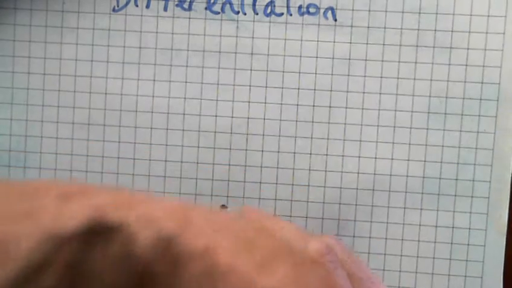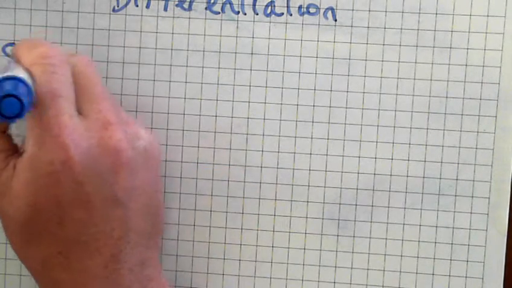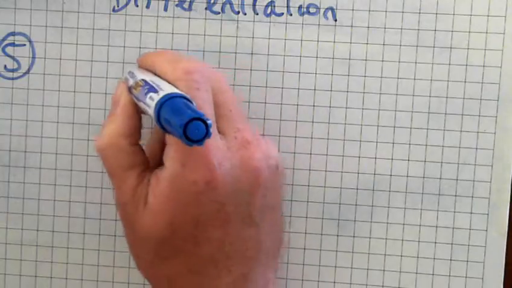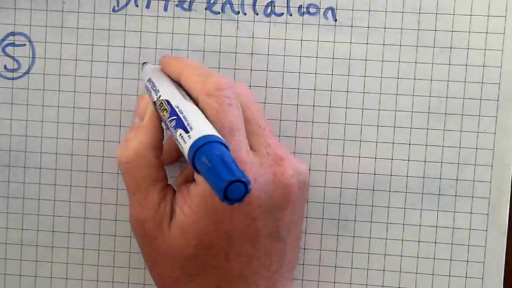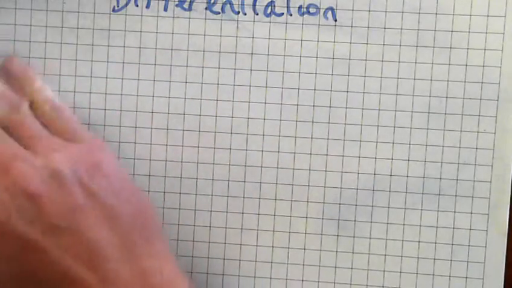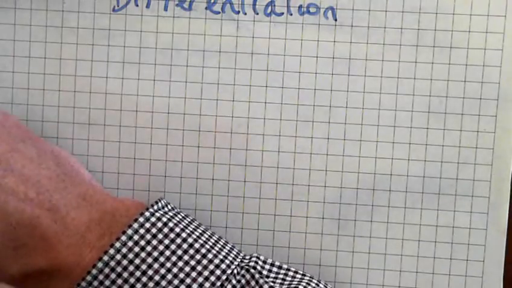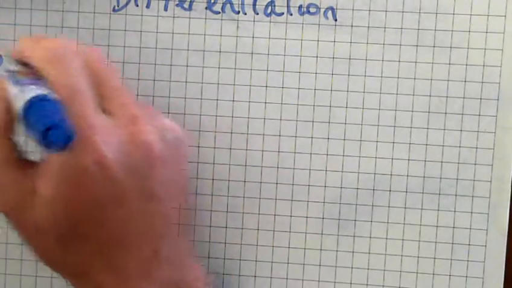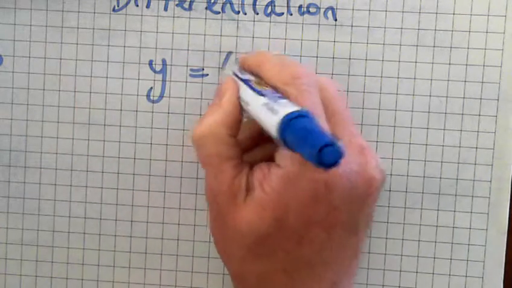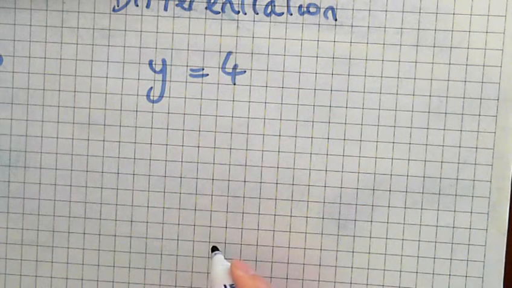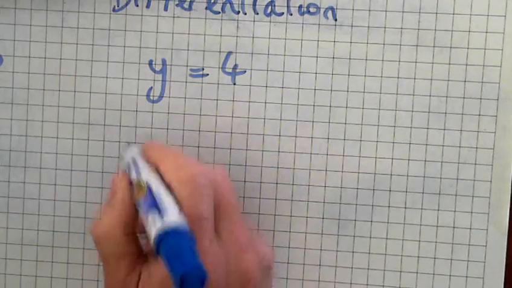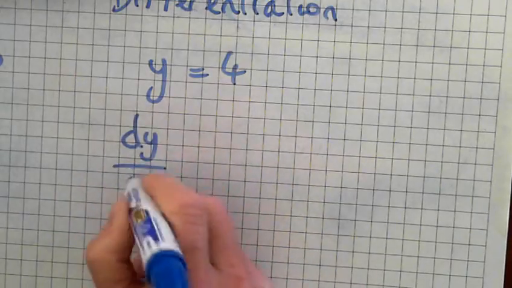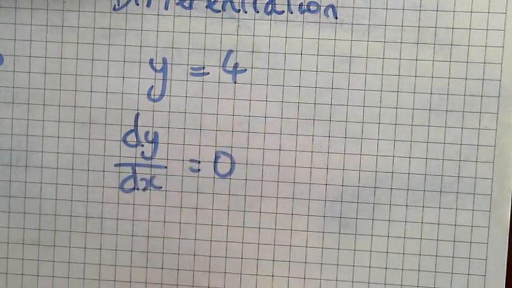Okay. Now, in question 5, it's pretty much the same. And question 6, they're just tricking you. What happens if you differentiate that before? So dy/dx is equal to 0.